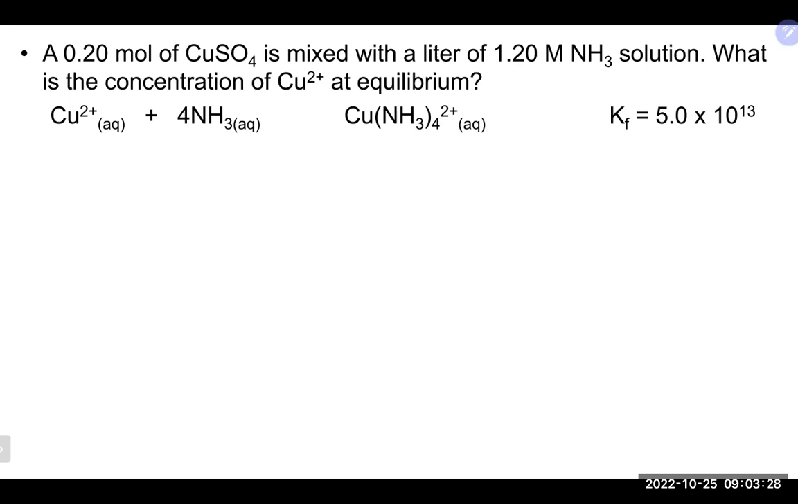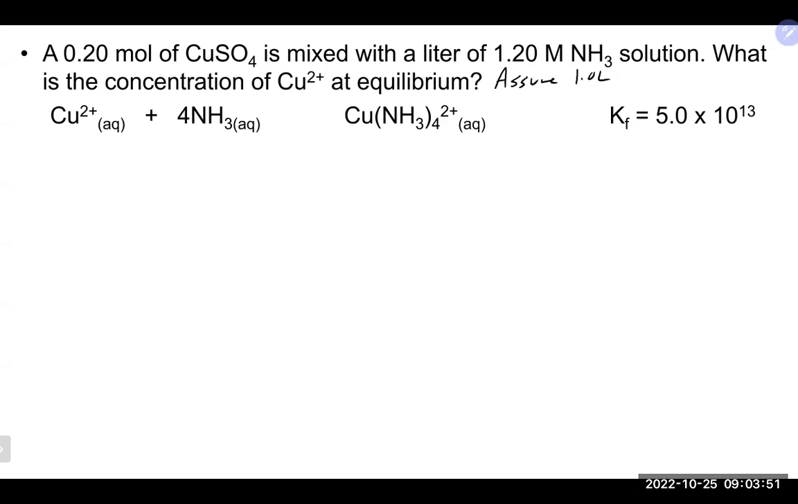So in this case, we're going to take 0.2 moles of copper(II) sulfate. We're going to mix it with a liter of 1.2 molar ammonia. What is the concentration of copper(II) at equilibrium? In this case, to keep everything sort of simple, we're just going to assume everybody is still 1 liter. It won't always be the case, but in this case, we'll do that.